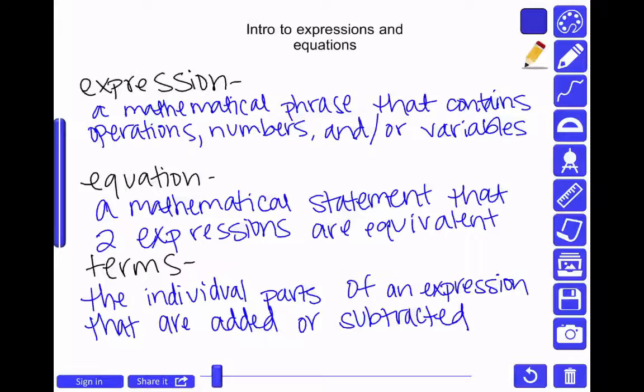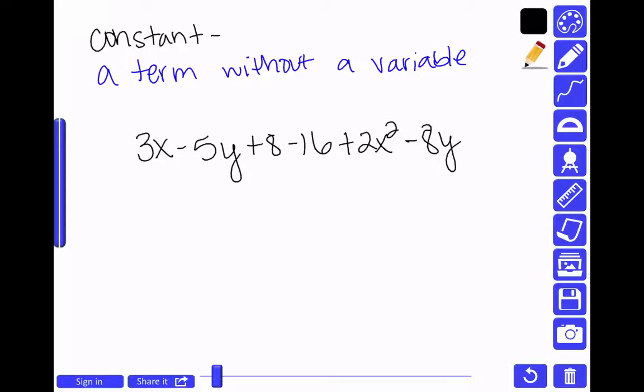Terms are the individual parts of an expression that are added or subtracted. A constant is a term without a variable. So here I have an expression, and we're going to talk through this expression and what all these vocab words mean. This is an expression because there is no equal sign. An expression has numbers, could have variables, and it has the operation symbols, the plus and the minus.